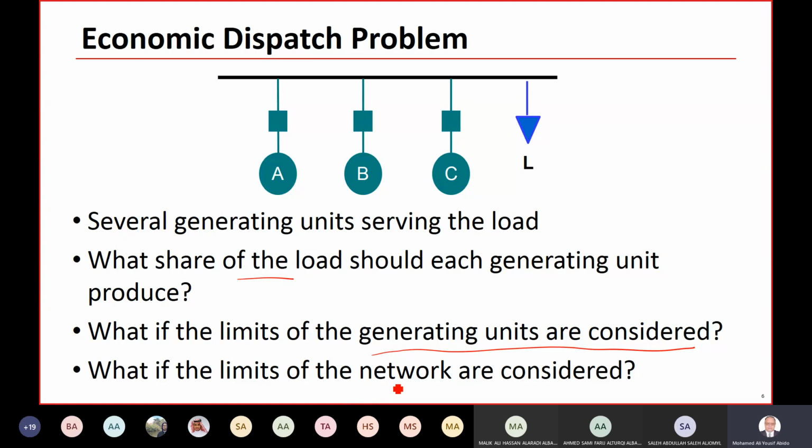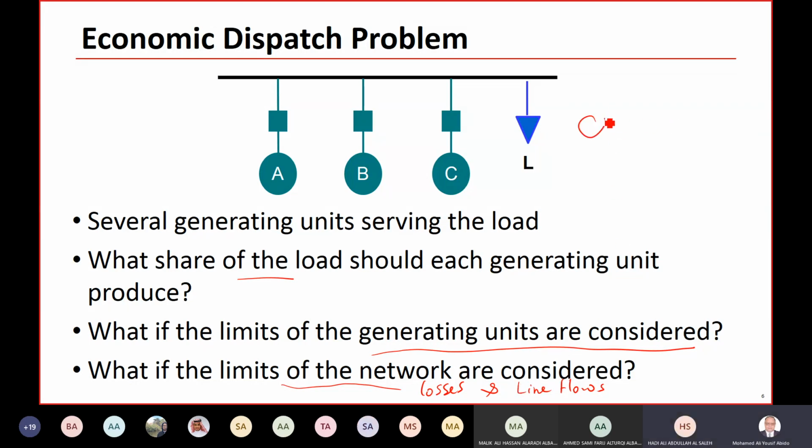And what if the limits of the network are considered? The limits of the network are just the losses, and also the line flows. So you need to observe this also. Sir? Yes, please. What do you mean by line flow?